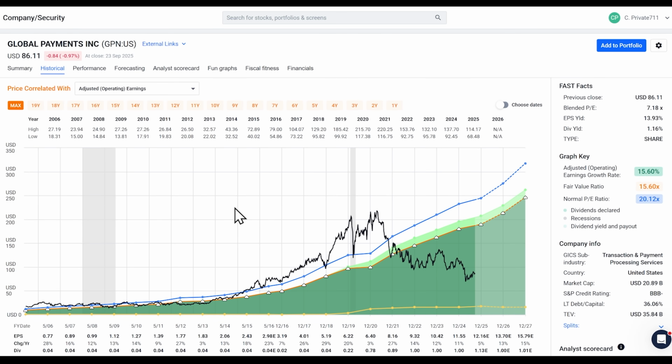So let's talk a little bit now about Global Payments. Okay, now first of all, as you all know, I believe that fundamental analysis is the foundation. GPN is a leading global provider of payment technology and software solutions. They serve merchants and businesses of all sizes. The company's business model is built around integrated payment solutions.